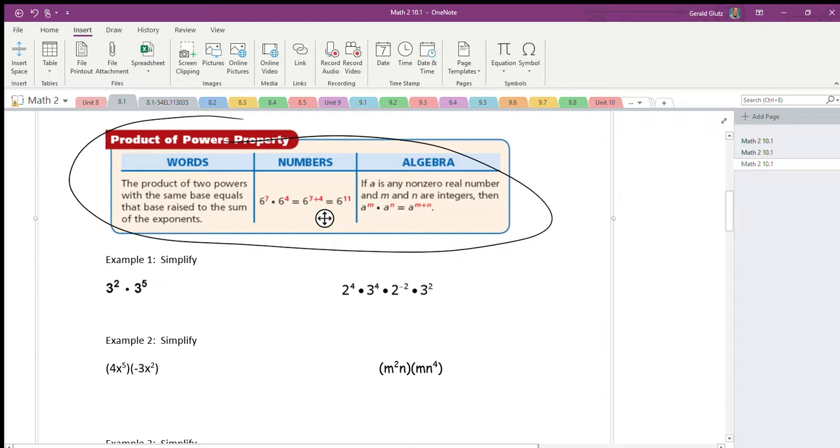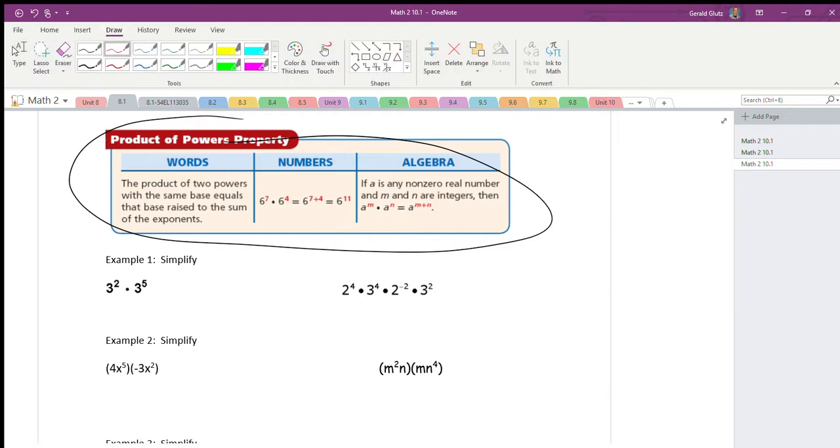So in example 1, 3 to the 2nd times 3 to the 5th, that's the same as saying we have 3 times 3, and then times 3 times 3 times 3 times 3 times 3. So altogether we have 1, 2, 3, 4, 5, 6, 7. So 3 to the 7th. Instead of writing this out every single time, the little shortcut would just be to add the two exponents, 3 to the 7th.